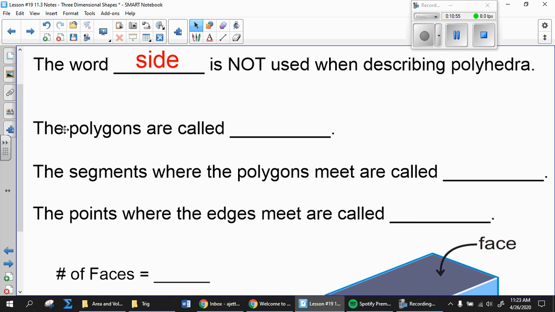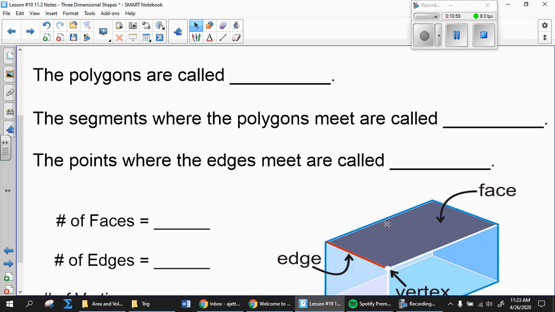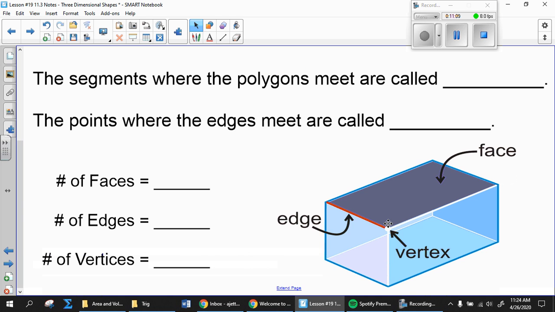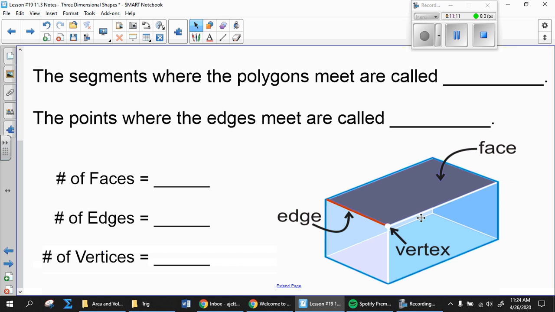And so if we're talking about the polygons, like these flat surfaces here, we call that the faces. The segments, so these line segments here, where those polygons meet each other. So like right here, where this rectangle meets this rectangle, creates this white segment here. We call those the edges. And then these points, where those edges meet each other, we call those the vertex or the vertices.